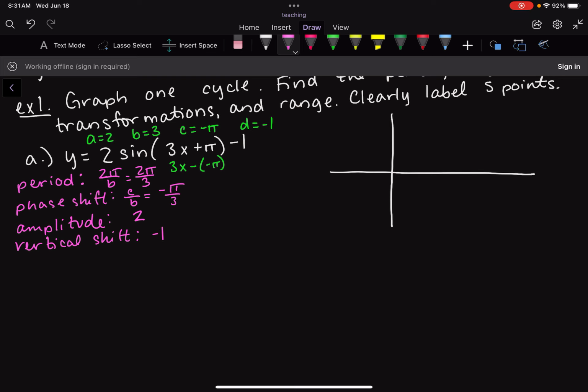I usually like to make a point here for the phase shift. If it's negative, that means it's going to move to the left. And then if a vertical shift is negative, that means it's going to move down.